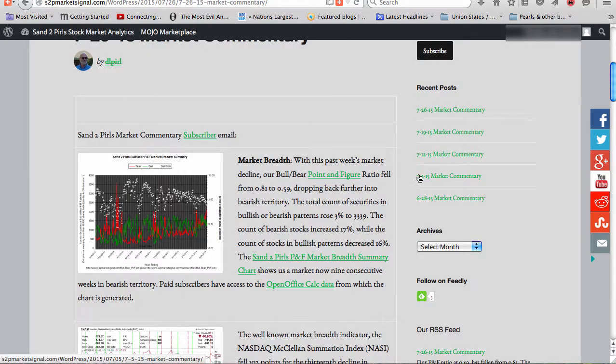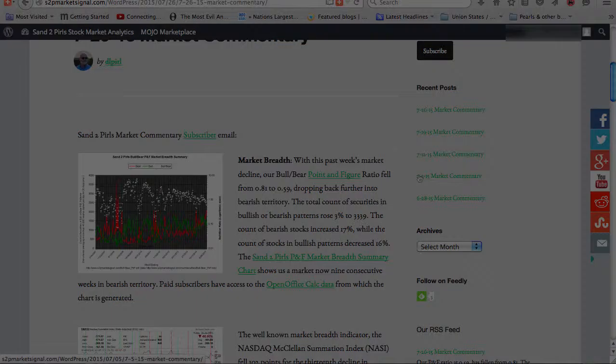The Sandhu Pirls PNF Market Breadth Summary Chart shows us a market now 9 consecutive weeks in bearish territory. Paid subscribers have access to the Open Office Calc data from which the chart is generated.